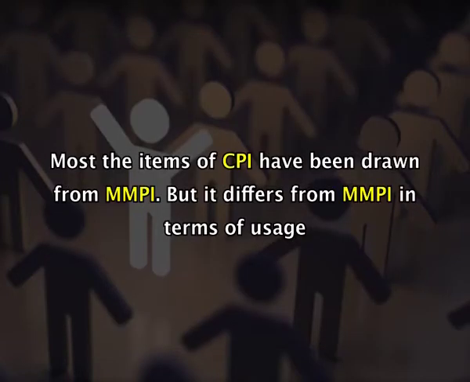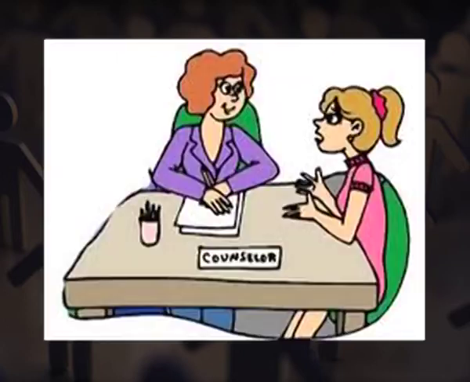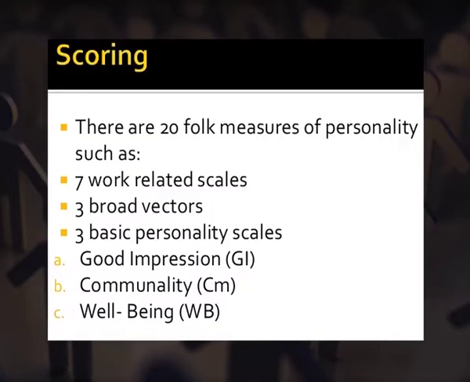Most of the items of CPI have been drawn from MMPI. But it differs from MMPI in terms of usage. It is specifically used for assessing personalities of normal adult personalities, whereas MMPI assesses only the personalities of abnormal persons. In the latest version of CPI, there are 20 scales on which scores are yielded.